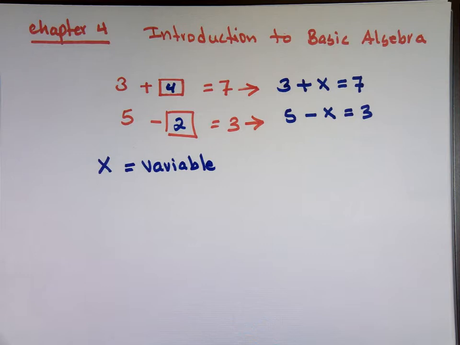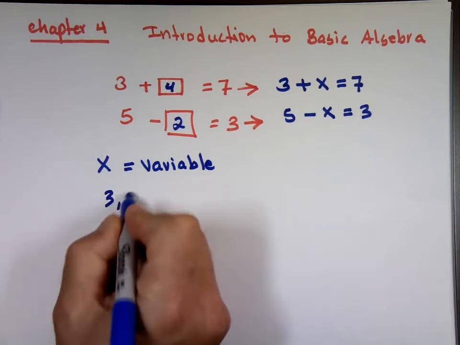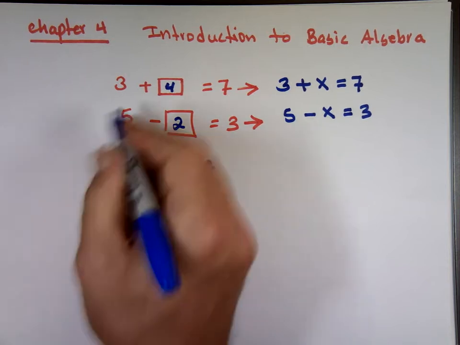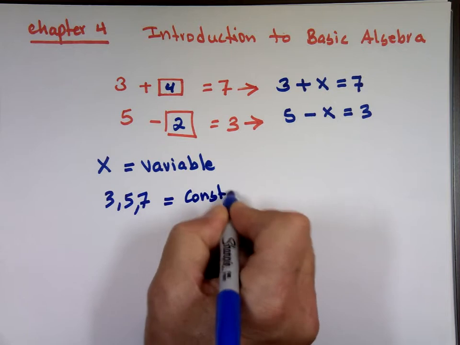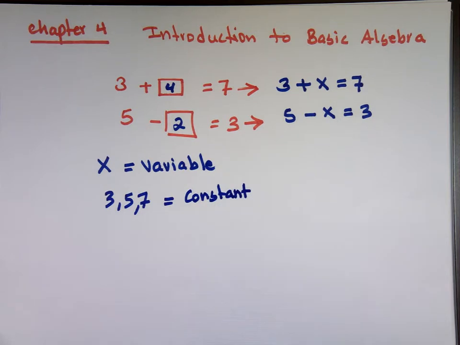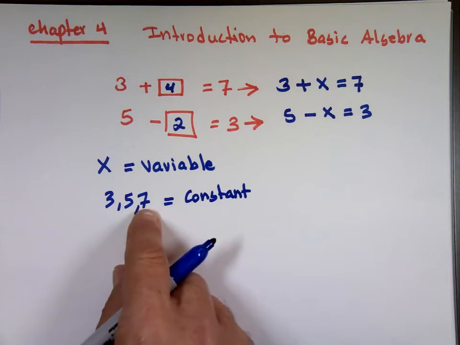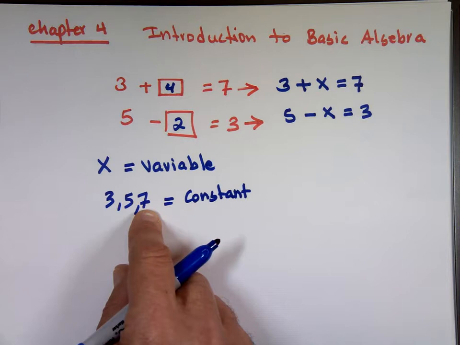On the other hand, if you look at the 3 and the 5, 3, 5, 7, those numbers that you see are called constants. Their value does not change. It's always the same. It doesn't matter what time you look at the 3, it's still going to be a 3. It doesn't matter what day you look at the 7, it's still going to be 7.